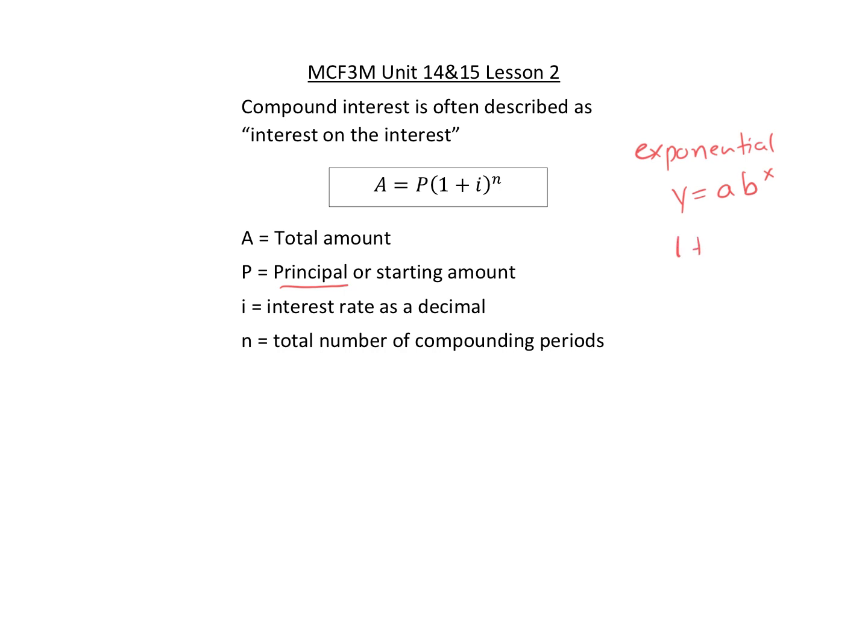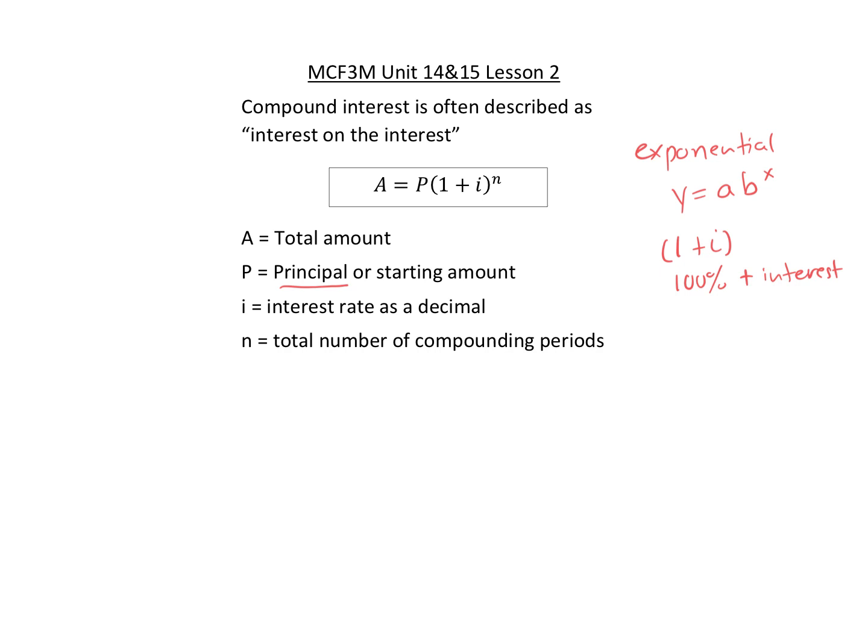So 1 plus I, the 1 is actually representing 100%. So 100% means your starting amount. If we multiplied P by 1, we would get P. So 1 is representing the starting amount, and then we're adding on the interest. And then N is the number of times we're going to do that.